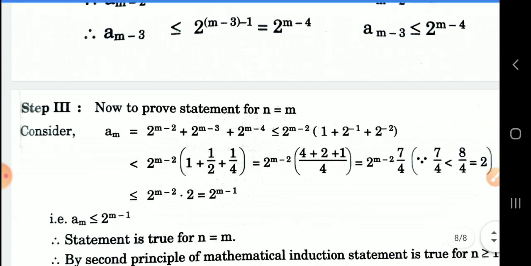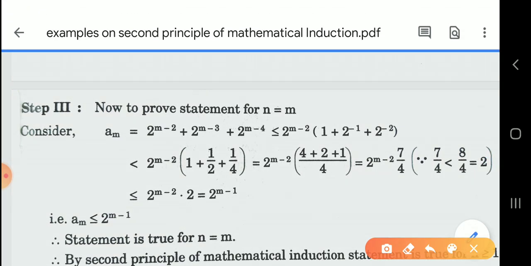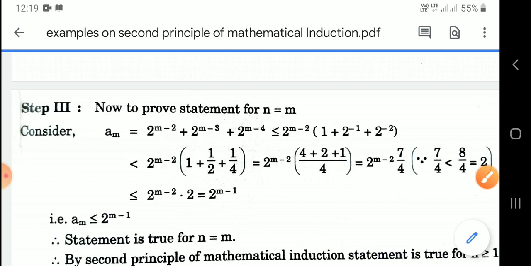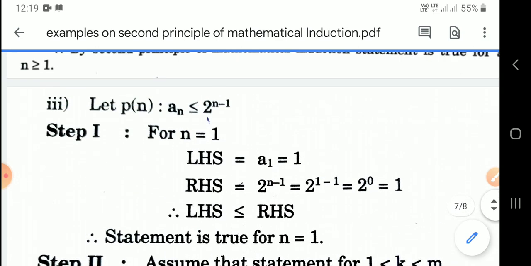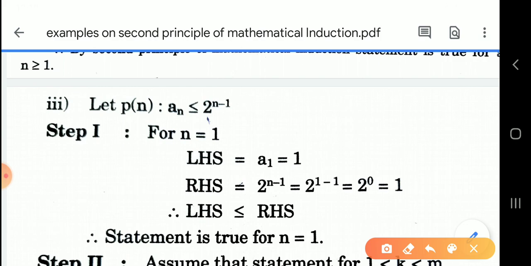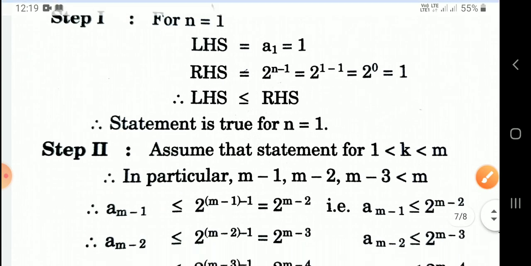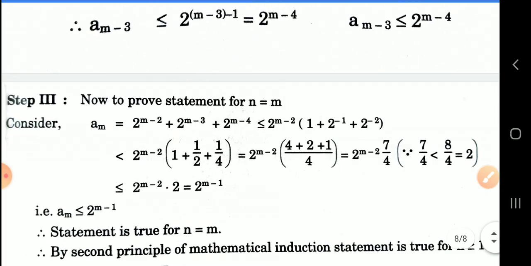Now we have to prove that our statement is true for n equal to m. That is, we have to prove this theorem for am. So replacing n equal to m in our theorem, for n equal to m we can write am is less than or equal to 2 raised to m minus 1. Okay, for am we have to check the condition.